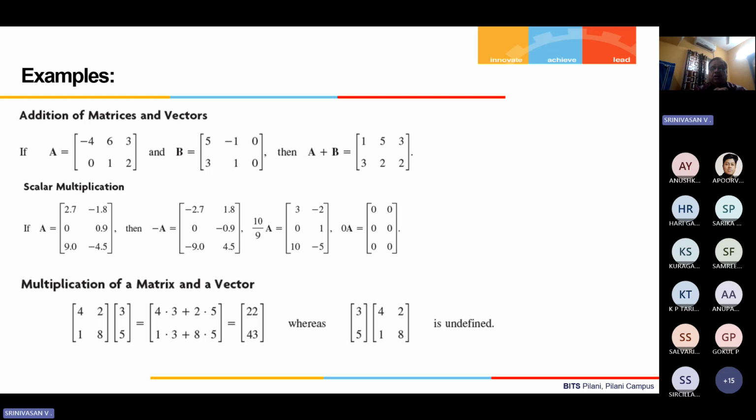Suppose by mistake you write 4 into 3, space 2 into 5, space 1 into 5, plus 8 into 5. Then you will get a 2 by 2 matrix, which is wrong. Is it right? Right. Whereas if you do the multiplication, suppose this is something like AB. Suppose you take this as AB.